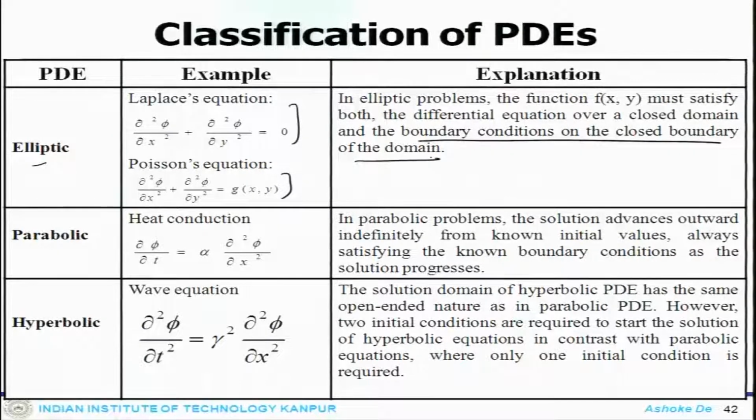Now when you look at the unsteady heat conduction equation, this is parabolic in nature. For a parabolic problem, the solution always advances outward from the known initial value while satisfying a boundary condition as the solution progresses. Because there is an unsteady condition, the solution is marching over time, and it starts with some initial condition. So it starts with the phi 0 condition and then moves along with time as time progresses and marches towards the solution.